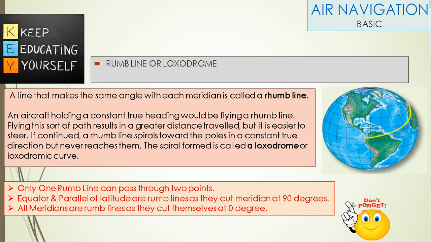Please remember, only one rhumb line can pass through 2 points. The equator and parallels of latitude are rhumb lines as they cut meridians at 90 degrees. All meridians are rhumb lines as they cut themselves at 0 degrees.